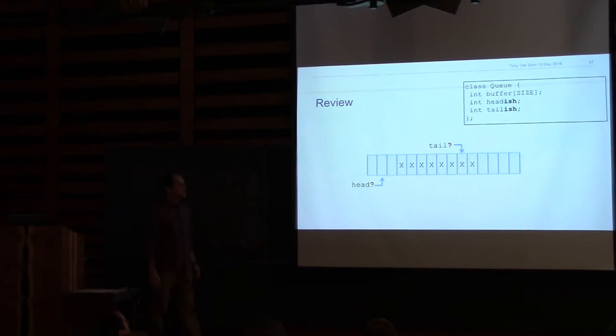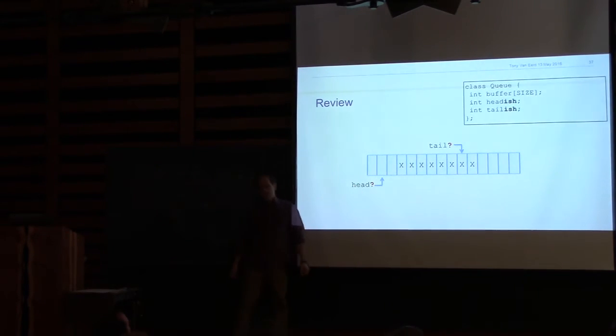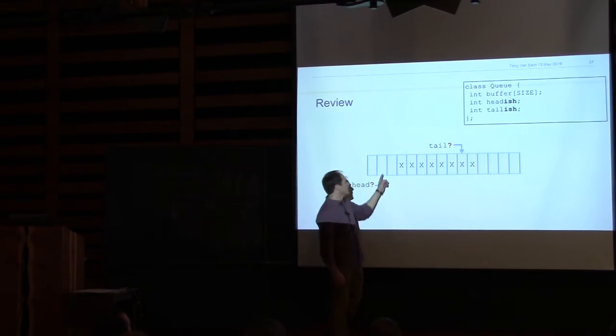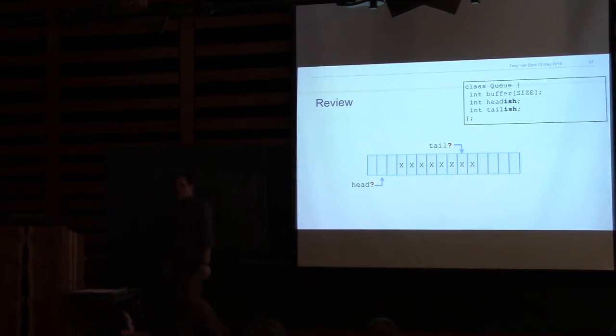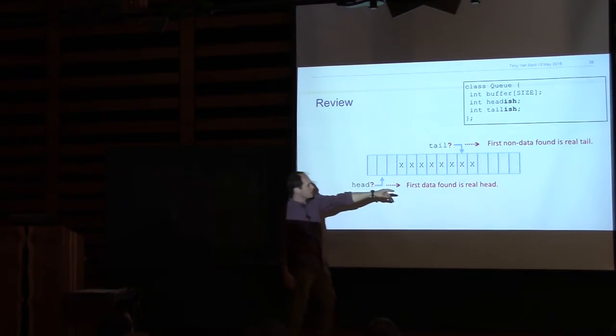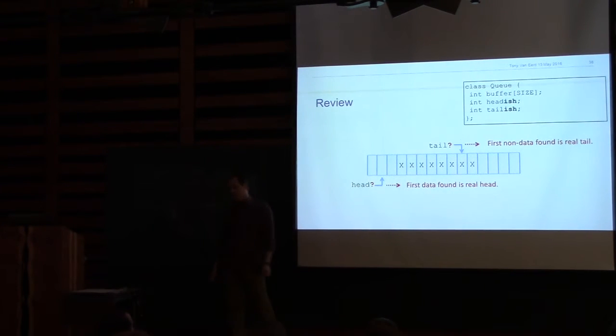And for my queue, we don't really have a head and tail. We have a head-ish and a tail-ish because those variables won't necessarily be up to date. They will be slightly behind, and maybe tail will be pointing here, although the real tail is there. And the real head's there, but head's falling behind, and we'll just have to deal with that. That's kind of the whole crux of this queue. Tail will just go until it finds the first non-data, and it'll know that's the real tail, and head will go until it finds the first real data.